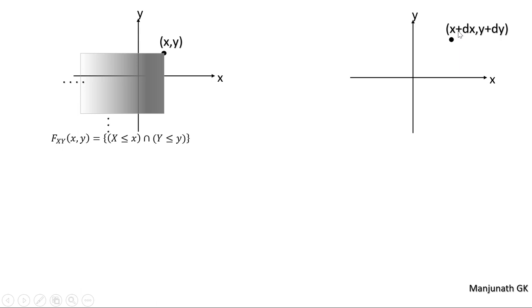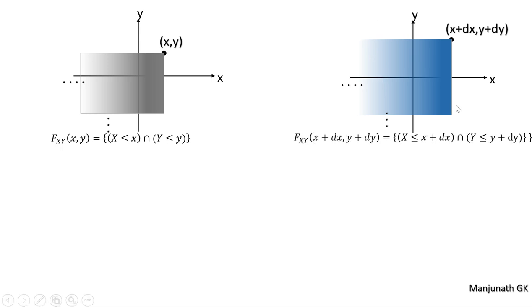It is shifted above, and the CDF for this plane again exists left of and below this point. Yes, this is it. Then the CDF for this plane is denoted as this one, and it can be defined as the probability of the intersection of two random variables X and Y.